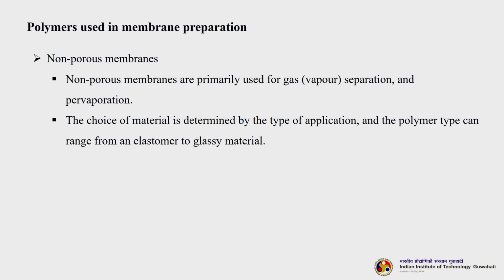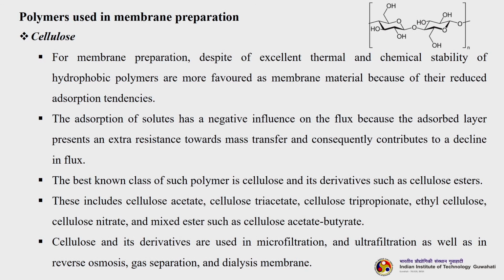And let us see non-porous membranes. Non-porous membranes are primarily used for gas separation and pervaporation. The choice of material is determined by the type of application, and the polymer type can range from an elastomer to a glassy material. Now we will discuss a few polymeric materials which are widely used for preparing membranes. Let us start with cellulose, which is the most abundantly available natural material on earth.